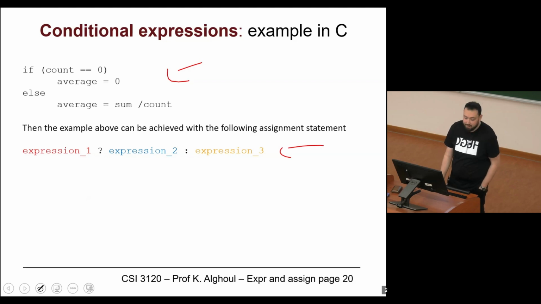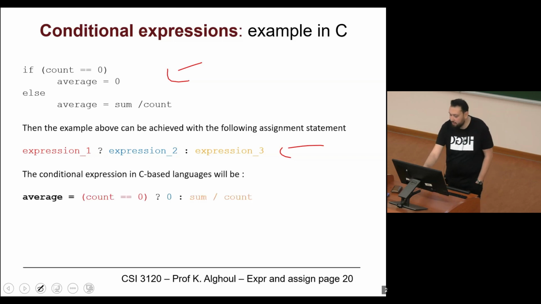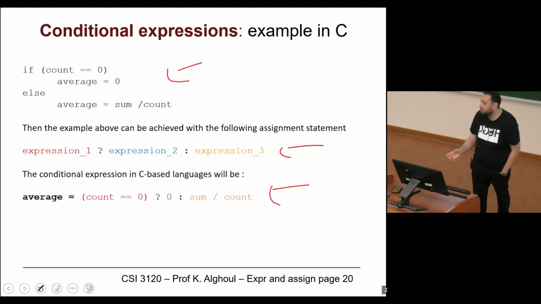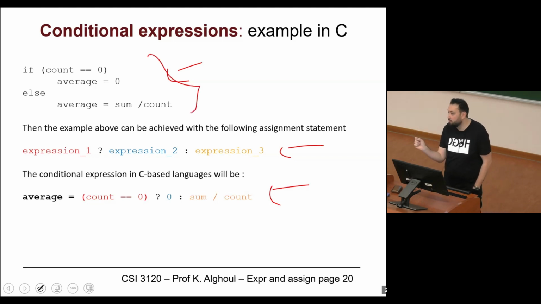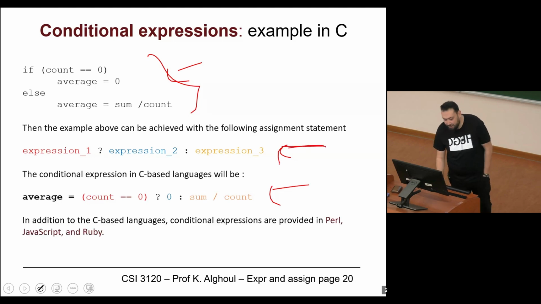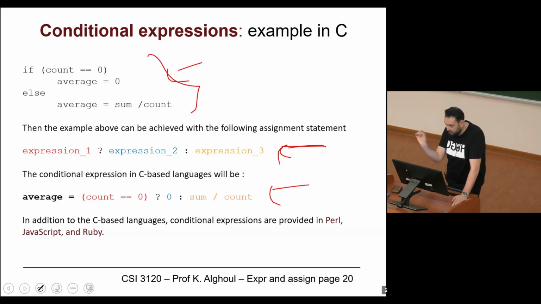Yes. Average equals count equals 0 question mark 0, colon sum divided by count. Actually, if you write this in C-based languages, you're going to save all of this. Just one line. But you need to understand what this is, okay? In addition to C-based languages, conditional expressions are provided in Perl, JavaScript, and Ruby also. They support this conditional expression.